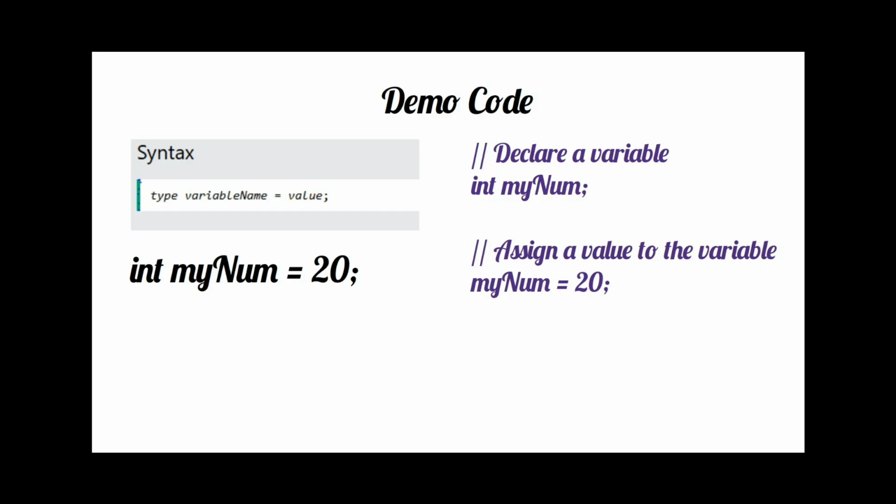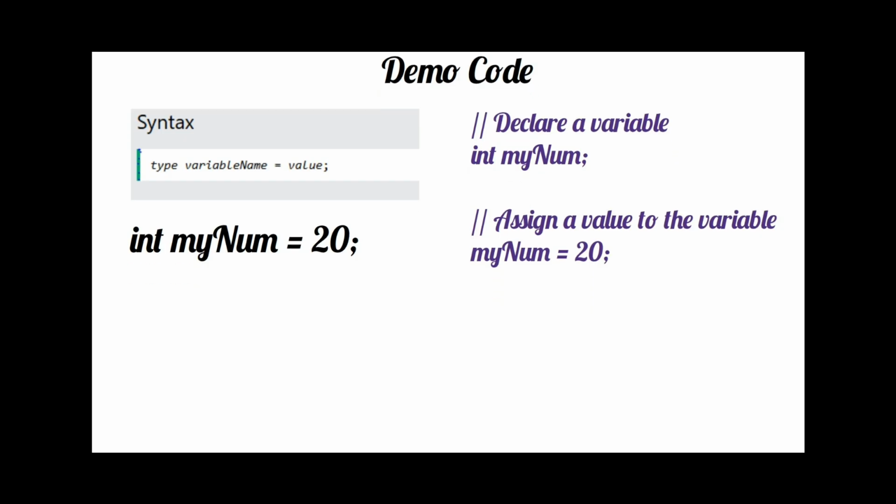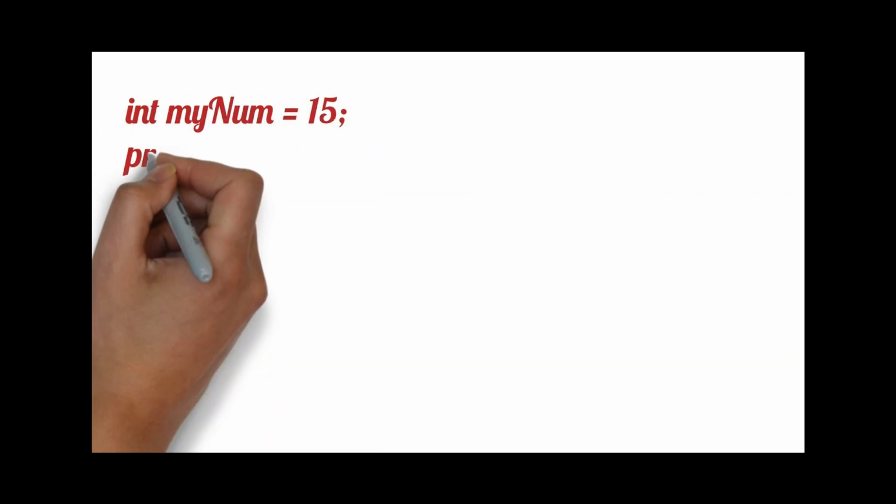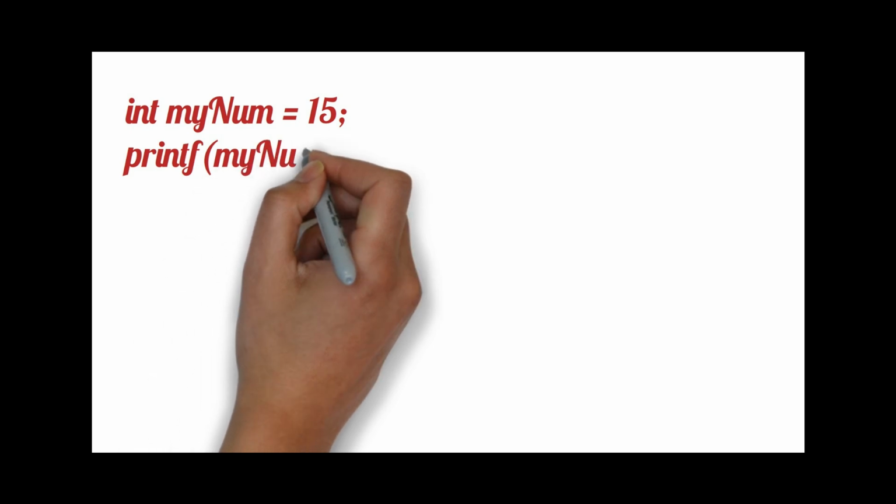That's it. Either you can declare the variable there itself and assign the value to it, or you can just declare it and later in the program you can assign the value to it. If I print this, you won't get any output.